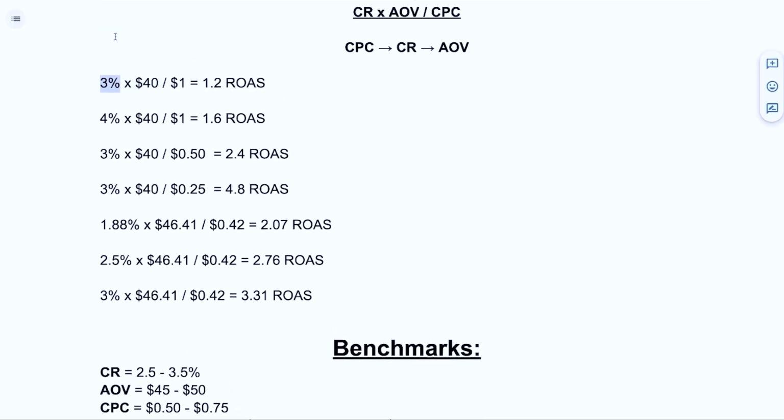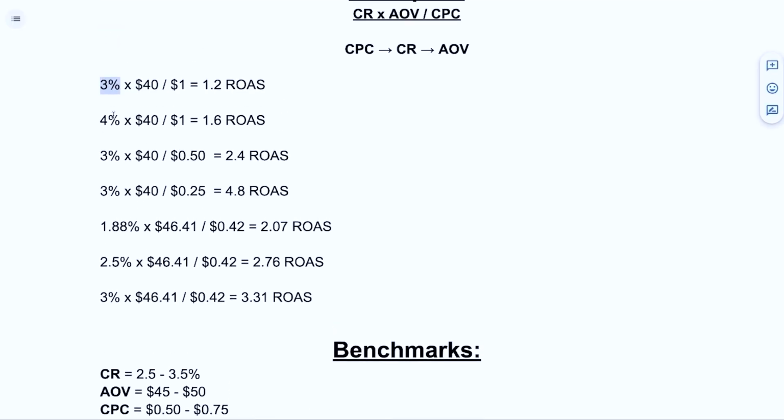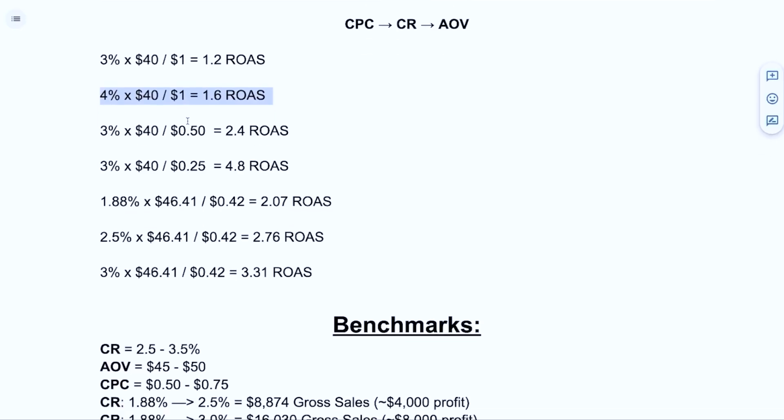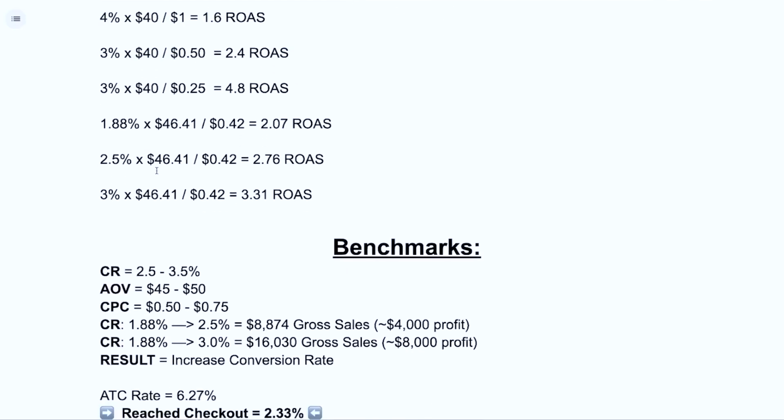Now I'm not saying we won't improve the conversion rate or we shouldn't improve the average order value, but what I am saying is we want to make sure we're placing our focus in the order that makes the most sense. So moving on to the metrics from the example. They had a 1.88% conversion rate, $46 average order value, 42 cent cost per link click. So they're at a 2.07 ROAS. So then the question is, where should they place their focus? What should they be trying to improve out of this?